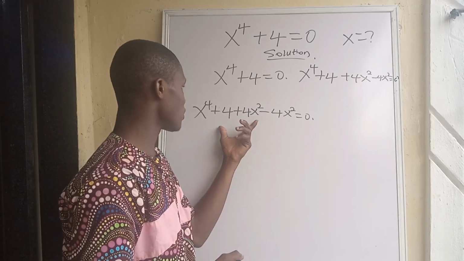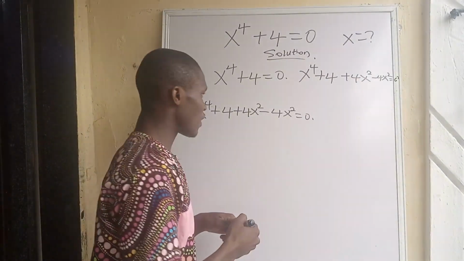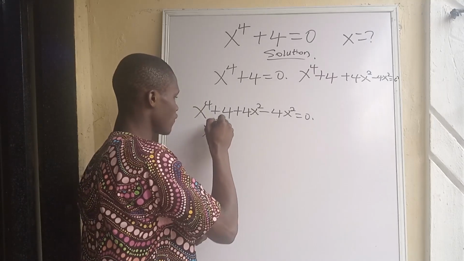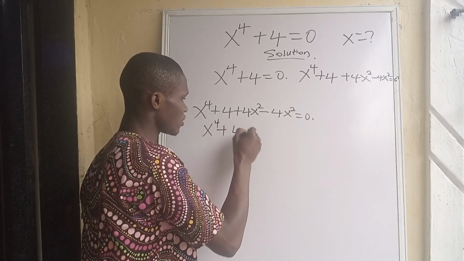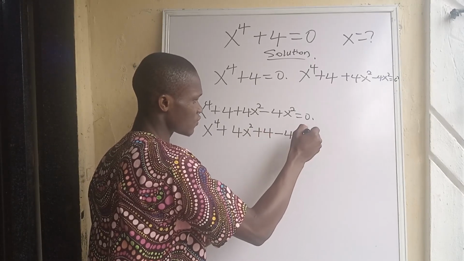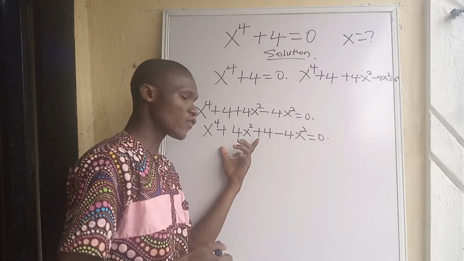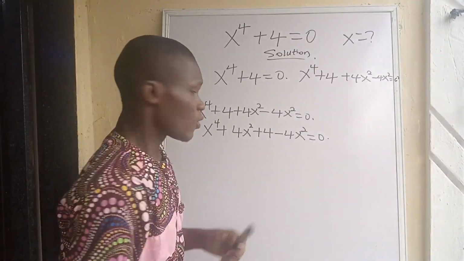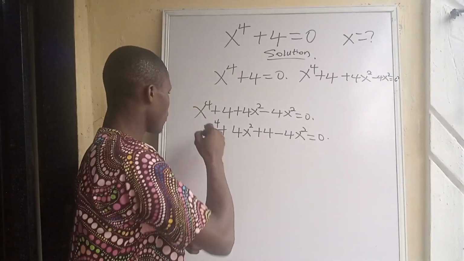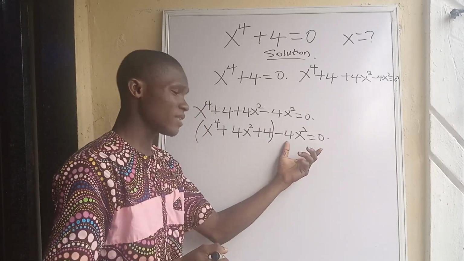Okay, seeing this equation, I want to rearrange it by bringing this one to this other side. So if I'm doing that, I'm going to have x to the power of 4 plus 4x to the power of 2 plus 4 minus 4x to the power of 2 equals 0. Okay, this is the new form of the equation. So what am I going to do next? I'm going to put a bracket here to separate this one from this.